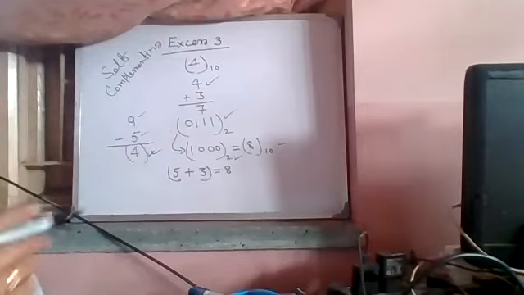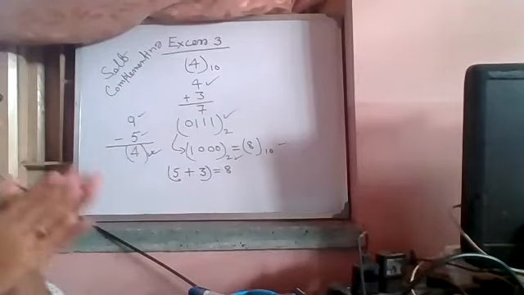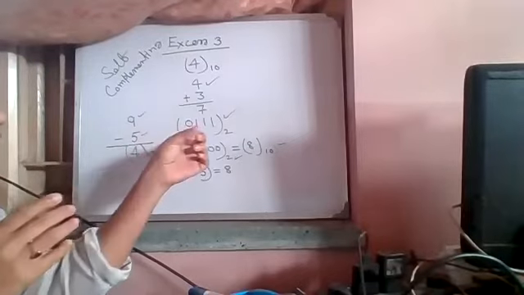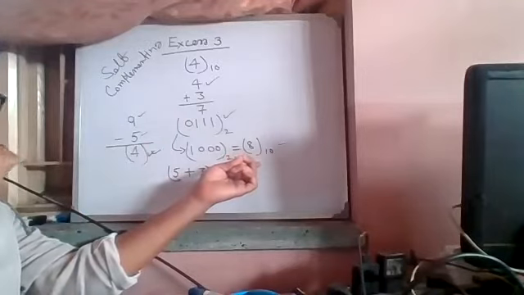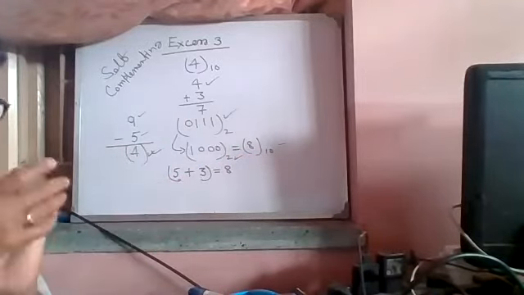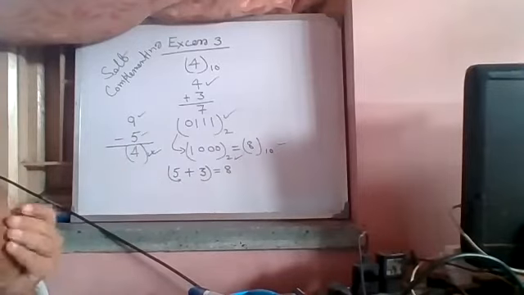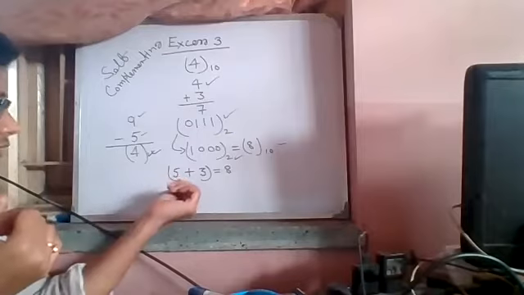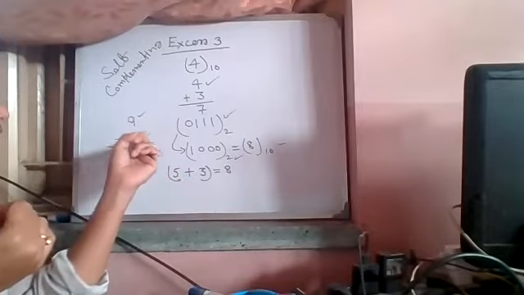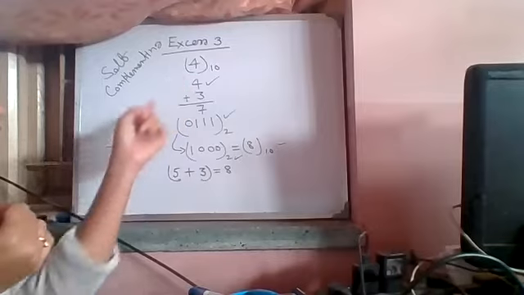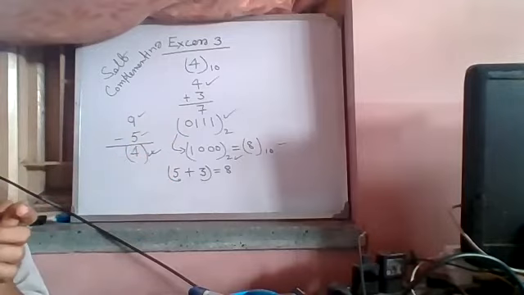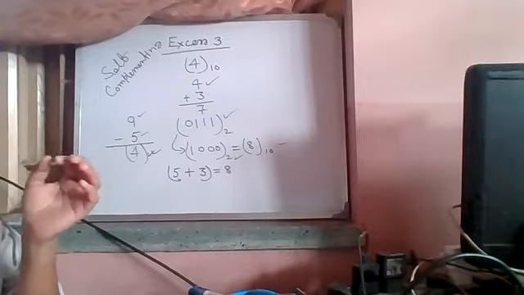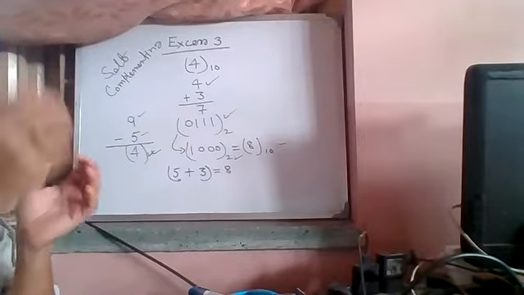I started from 4 and did its XS3. Then I complemented it. Whatever I got is basically XS3 of 5, because 8 is XS3 of 5. Now the 9's complement of 5 is again 4. I started from 4 and got 4 again. So in that way, it is self-complementing. This is a very vital property of XS3 codes.